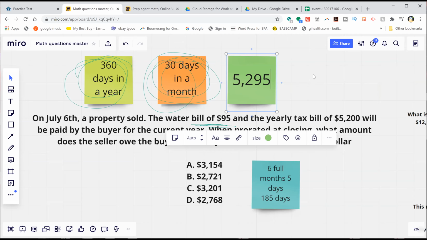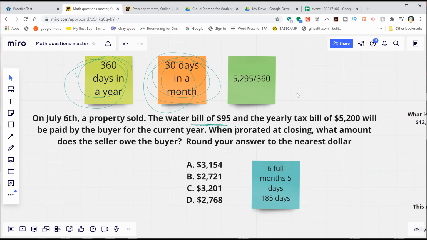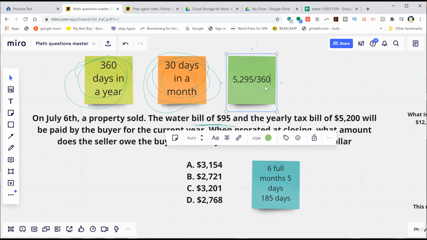So the bill of $5,295 is an annual bill. What I like to do, me, Stu, the man, the myth, and the legend, is break it down into a daily number. I always take my annual numbers and divide by 360. So 5295 divided by 360 gives you about $14.71 per day. So that's the daily rate.